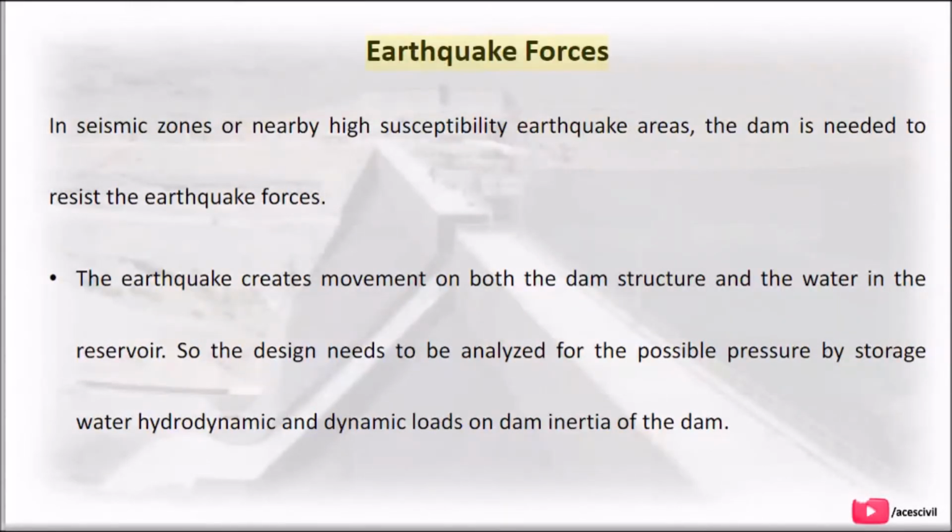Earthquake forces. In seismic zones or nearby high susceptibility earthquake areas, the dam is needed to resist the earthquake forces. The earthquake creates movement on both the dam structure and the water in the reservoir. So the design needs to be analyzed for the possible pressure by stored water, hydrodynamic and dynamic loads on the dam, and inertia of the dam.